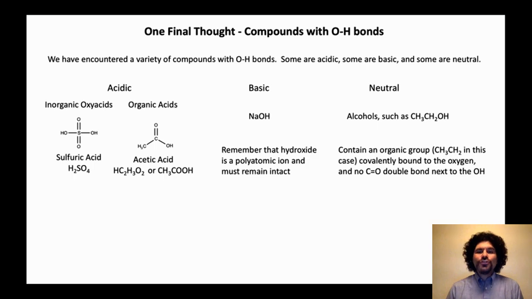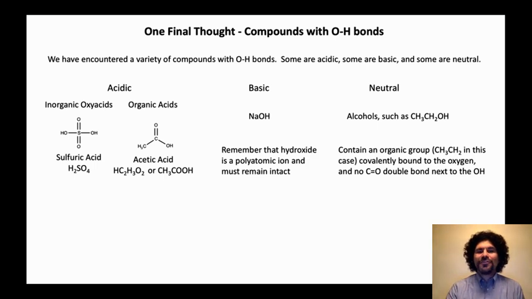Then there are also neutral compounds that contain OH bonds. We haven't met them yet in this lesson, but an important example of neutral compounds with an OH bond are alcohols, such as ethanol, CH3CH2OH. And what makes an alcohol is that it contains an organic group, that's going to be CH3CH2, also known as an R group, covalently bound to the oxygen, and there is no CO double bond next to the OH.